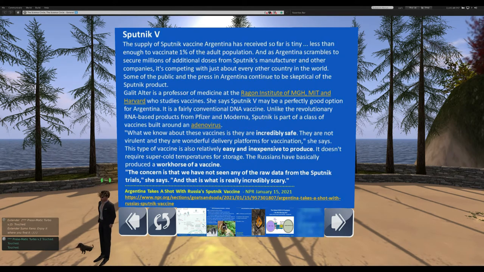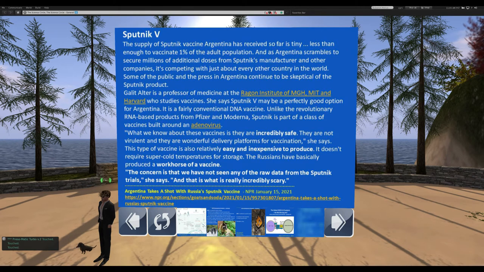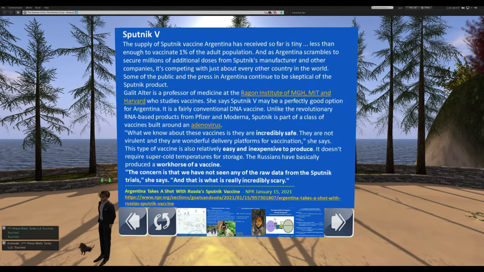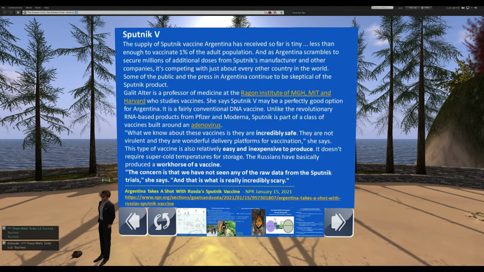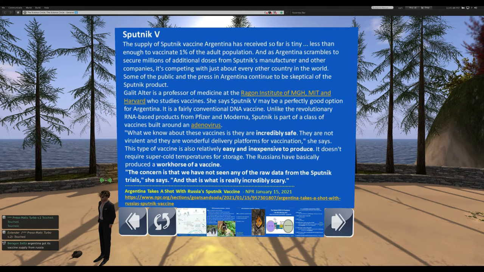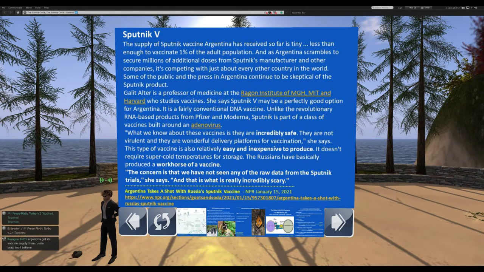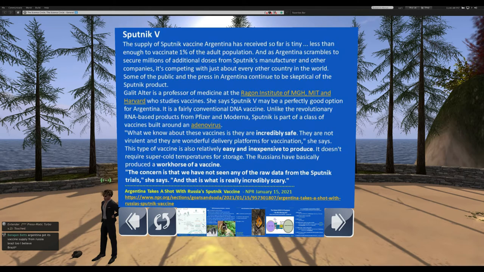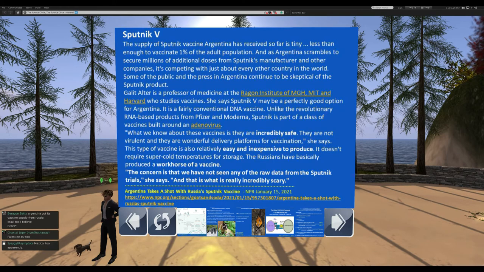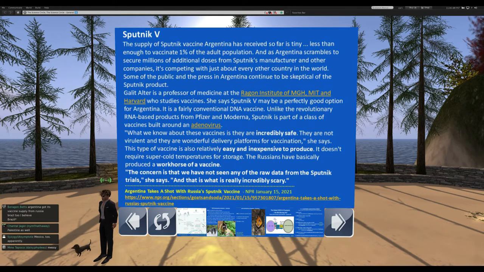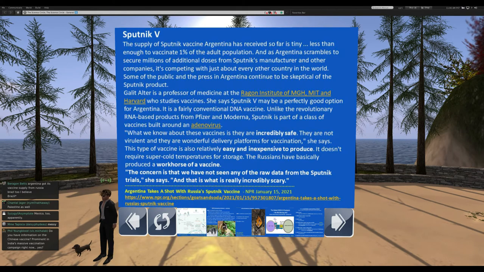I took this article and just quoted it. It's from NPR, National Public Radio. The thing that I wanted to point out, and I put it in highlight, the concern is they had not seen raw data from Sputnik trials. Basically, they're dealing off of news reports, which you know how that is. But it's this kind of vaccine. It's more traditional, it's easy and inexpensive to produce, and it doesn't require super cold temperatures, so there's no cold chain. So they've got a workhorse of a vaccine.